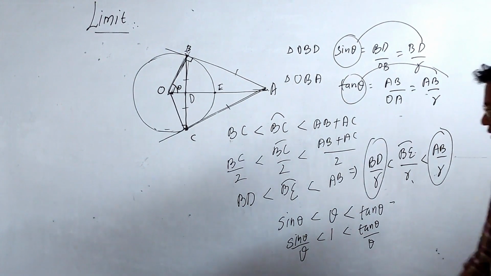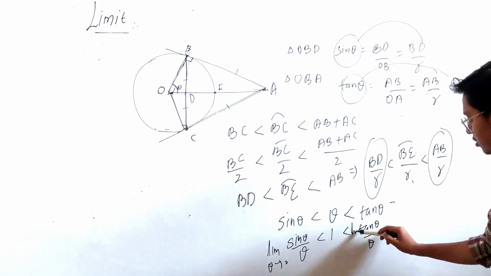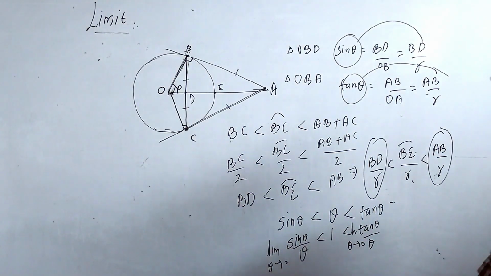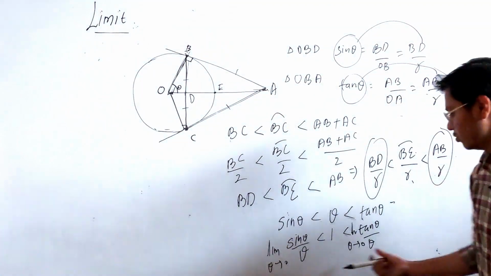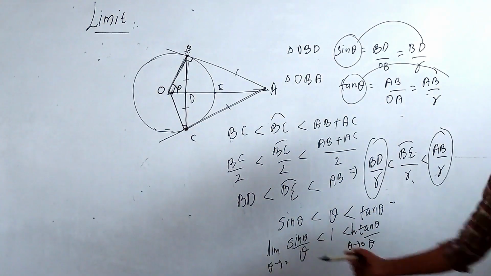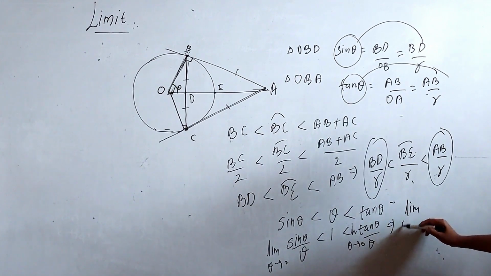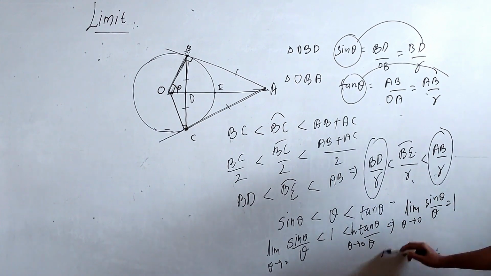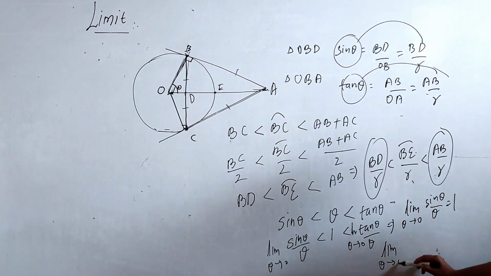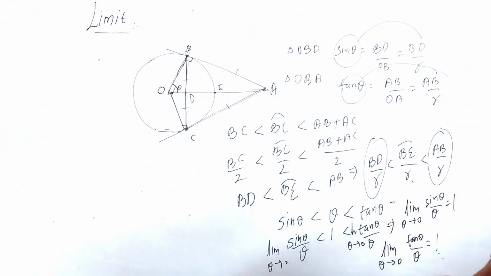If we apply the limit theta tending to 0, these expressions behave according to the sandwich theorem, and for a small value of theta these two values become the same, that is equal to 1. So we conclude that limit theta tending to 0 of sin theta upon theta is equal to 1, and limit theta tending to 0 of tan theta upon theta is equal to 1. So this is the standard limit of trigonometry.